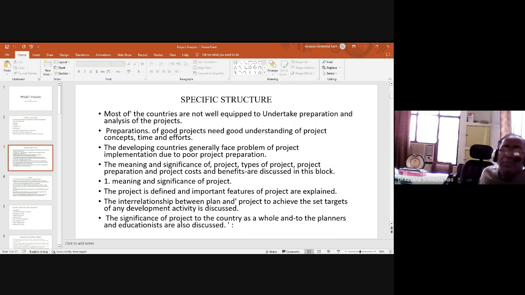Meaning and significance of the project. The project is defined and important features of project are explained. The interrelationship between plan and project to achieve the set targets of any development activity is discussed. You know that plan means, you remember, that plan is systematic thinking of future events. Systematic thinking of any future event, related to your own activities.